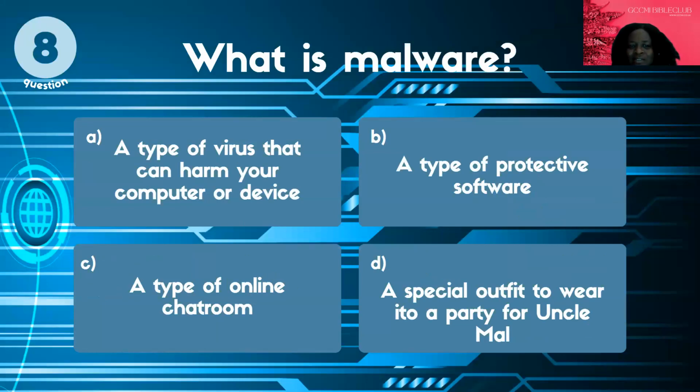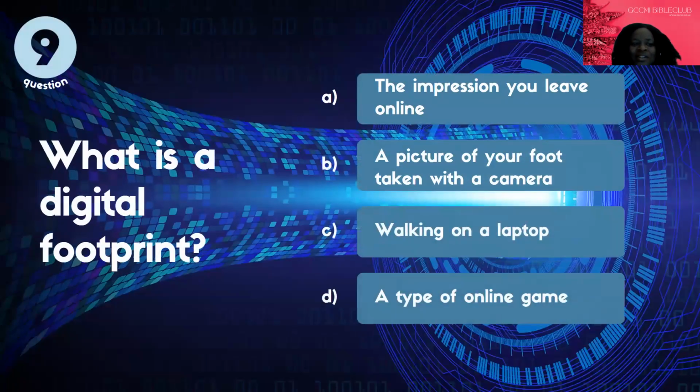So what is malware? A, a type of virus that can cause harm to your computer or device. B, a type of protective software. C, a type of online chat room. D, a special outfit to wear to a party. A. For your uncle, A, good. Auntie, you are winning. This is really important. This is what I was talking about.